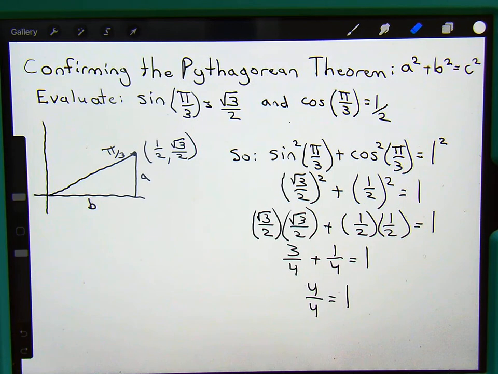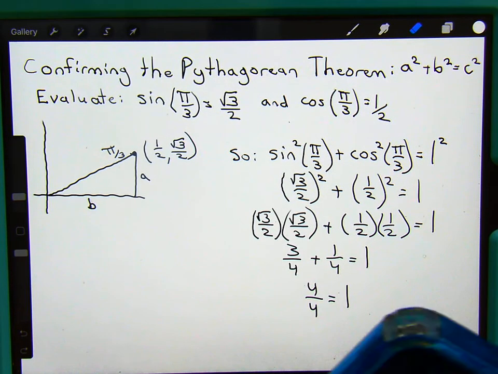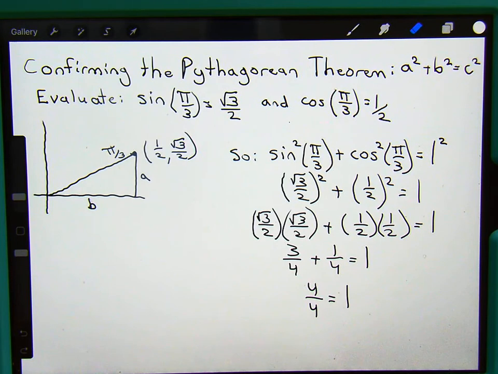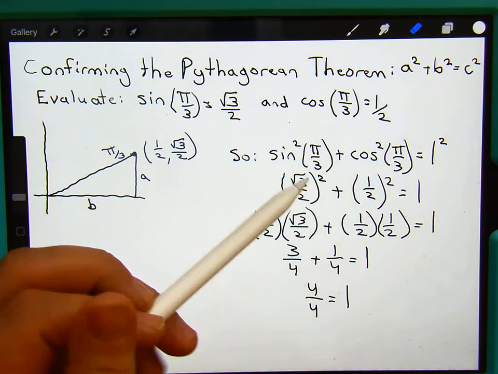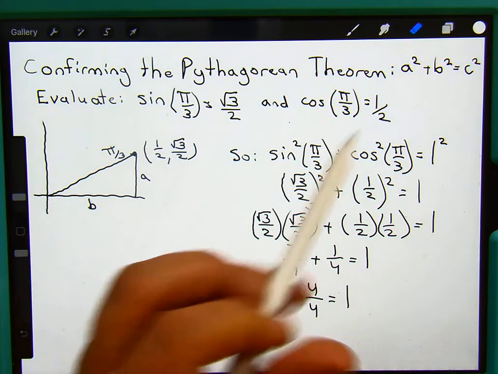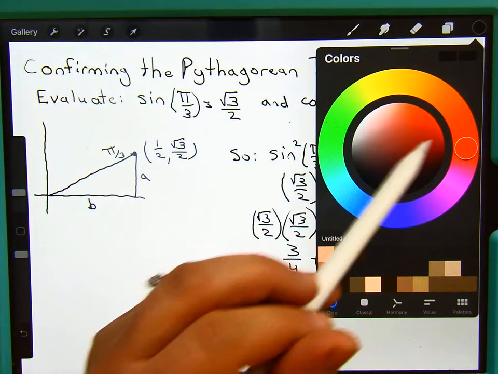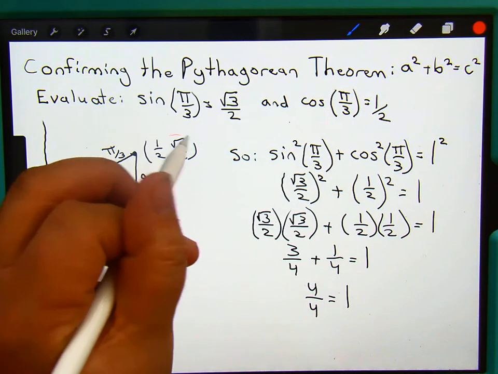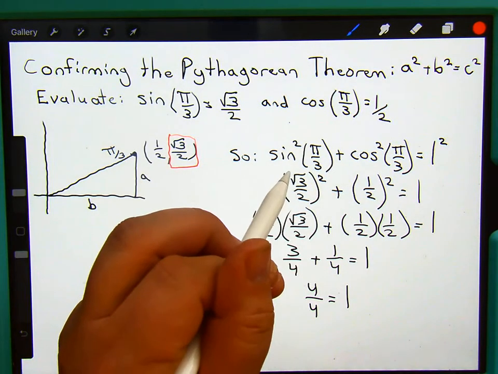If you go to your calculators and make sure that you're in radian, you can type in the sine of pi divided by 3, and you will get square root 3 divided by 2. And that quantity, what sine is at that point, is what we're going to square.